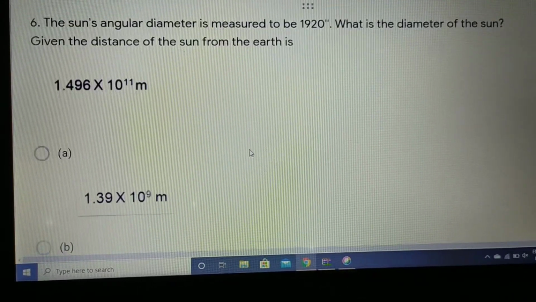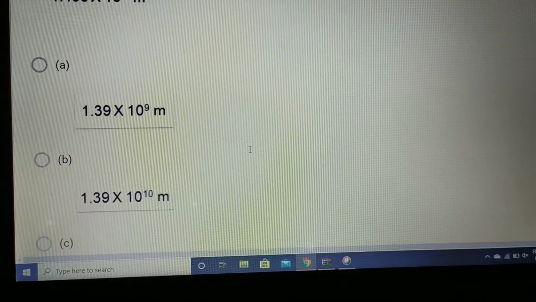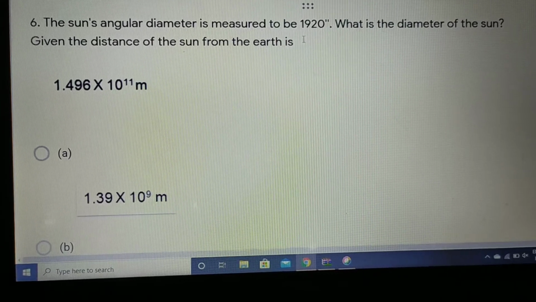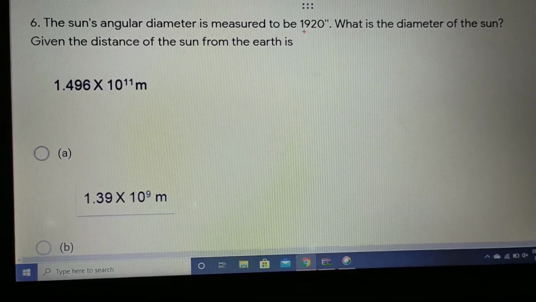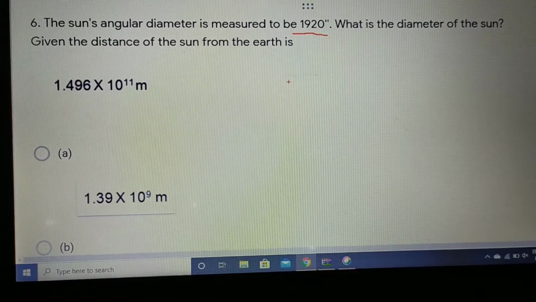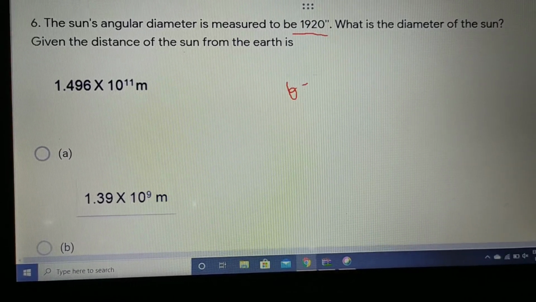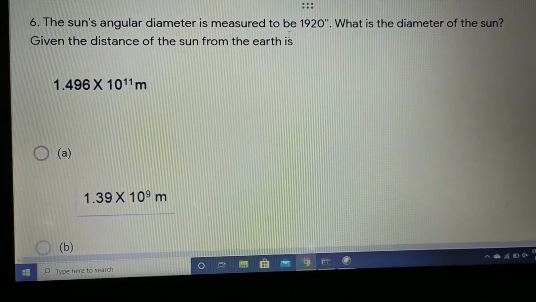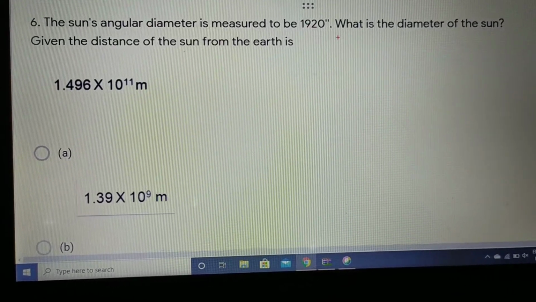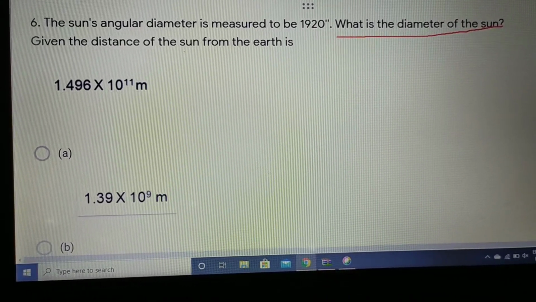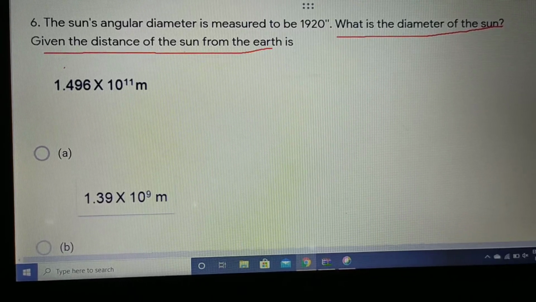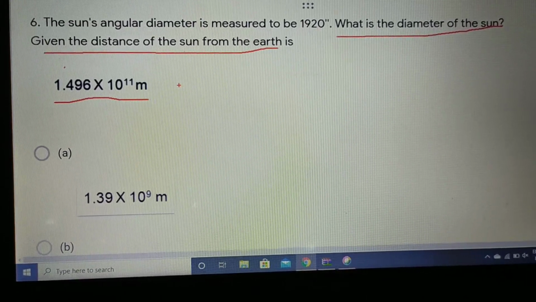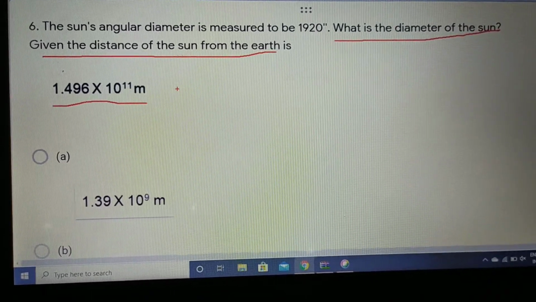What is the next question? The question says the sun's angular diameter is measured to be this. The angular diameter of the sun is given to us, which means we are given some angle theta, that is 1920 seconds. And we have to find the diameter of the sun. We are given the distance of the sun from the earth, which is 1.496 into 10 to the power 11 meter. So how can we proceed to solve this question?